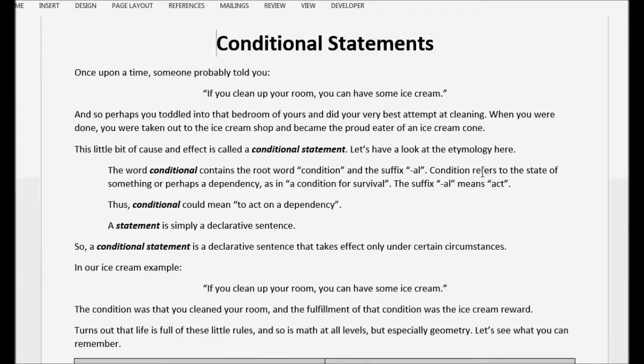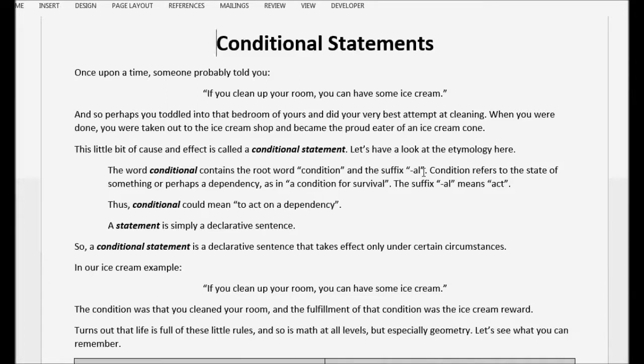Today I'd like to talk to you about conditional statements. This is the first lesson in a series of lessons where we discuss deductive reasoning and how it applies to geometry. So once upon a time somebody probably came up to you and said something along the lines of, if you clean up your room you can have some ice cream.